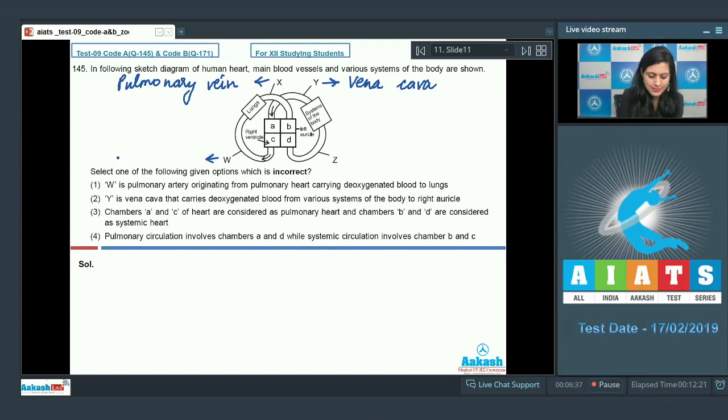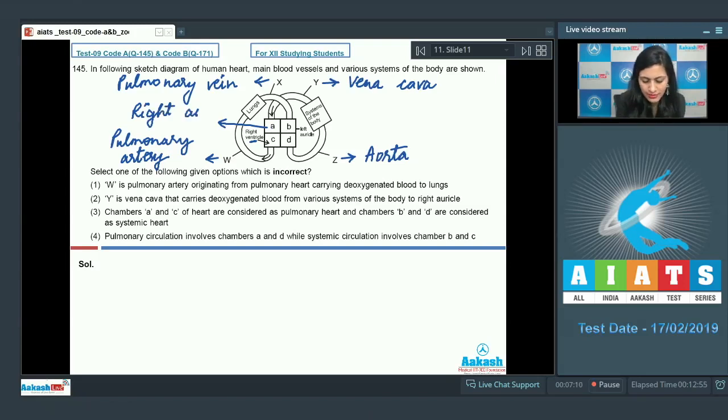W represents pulmonary artery, and Z represents aorta. And C represents right ventricle, so A would be right auricle, right atria. And if B represents left auricle, then D would be left ventricle.